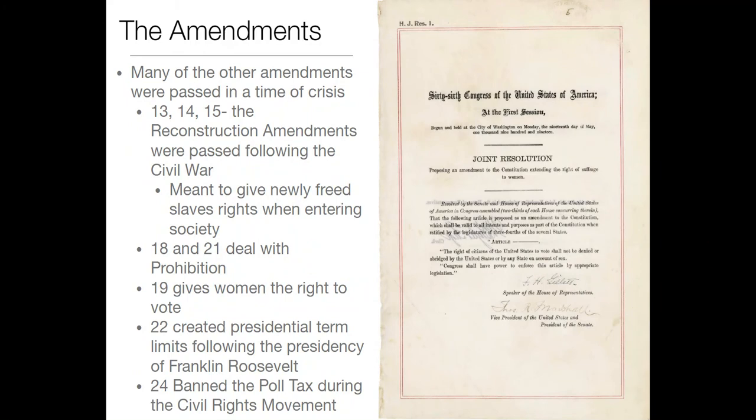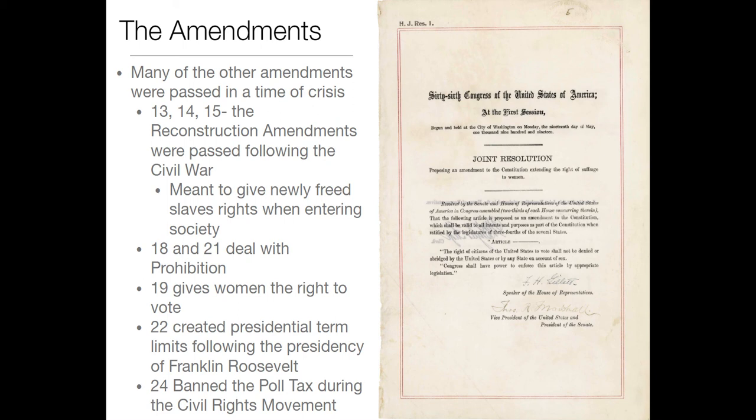So many other amendments were passed in a time of crisis. So the Reconstruction Amendments are Amendments 13, 14, and 15, and they were passed immediately following the Civil War. Because the Civil War was such a great event within our history, we realized that certain changes had to be made right afterwards. So with the 13th Amendment, slavery gets abolished. The 14th Amendment grants citizenship to anyone born within the borders of the United States. And the 15th Amendment granted voting rights to African American males.